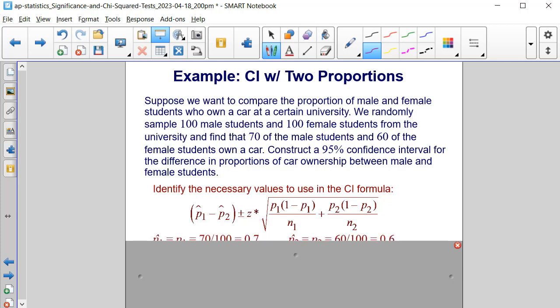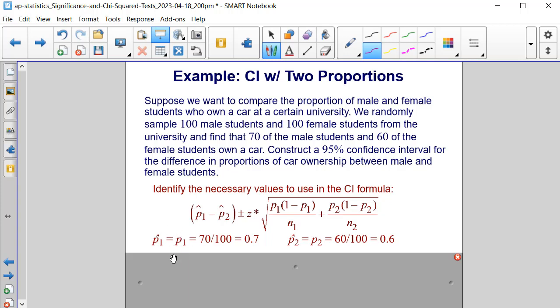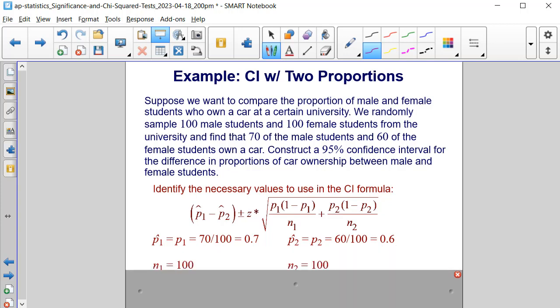Well, we again already figured out what P1 and P2 are, and they are also equivalent to our sample proportion for each sample that we have. So P hat 1 is equal to P1, which is equal to 70 over 100, which is 7/10. And P hat 2 is equal to P2, which is equal to 60 over 100, which is equal to 6/10. And we know our N values for both samples is 100.